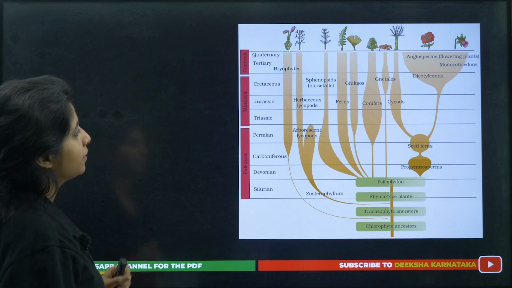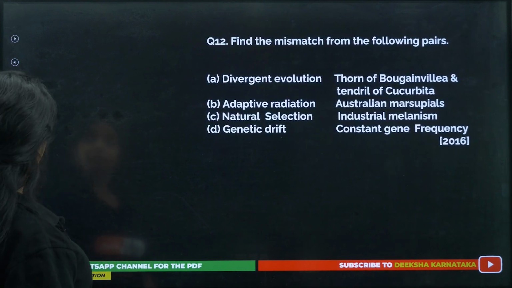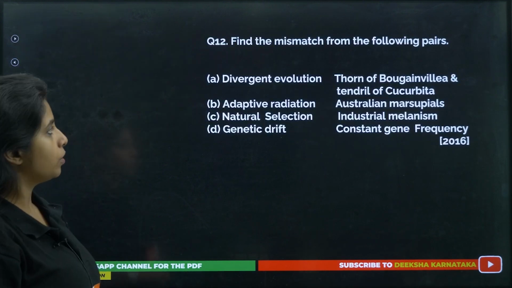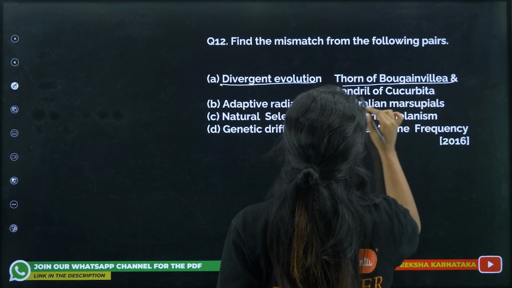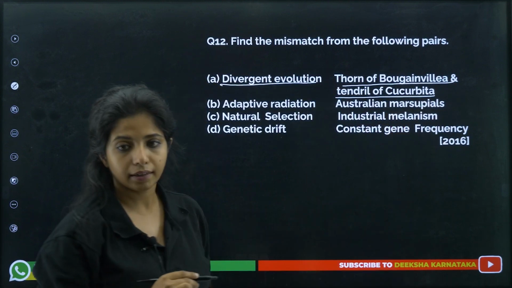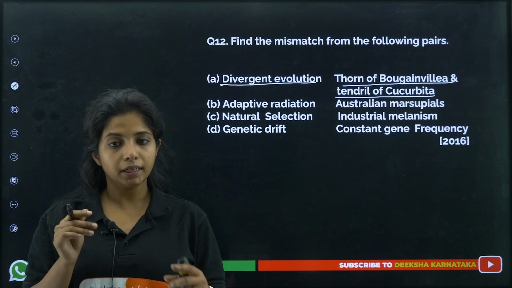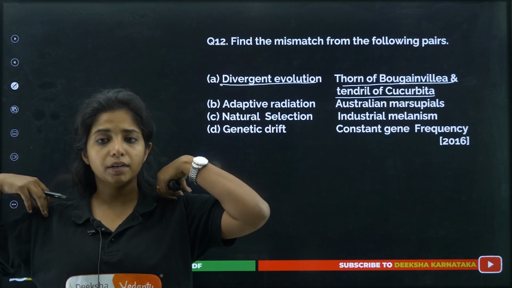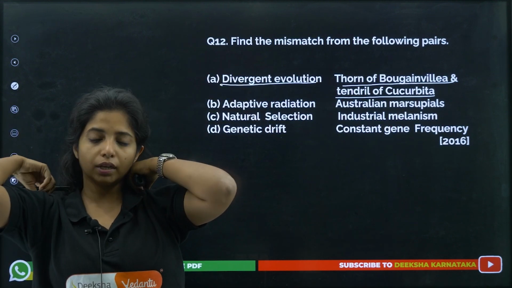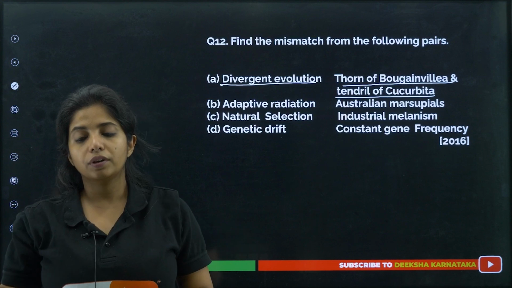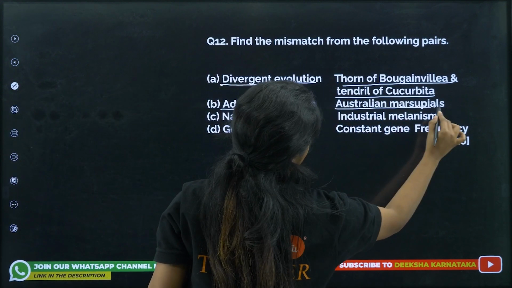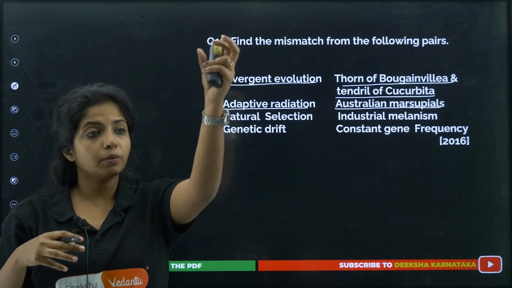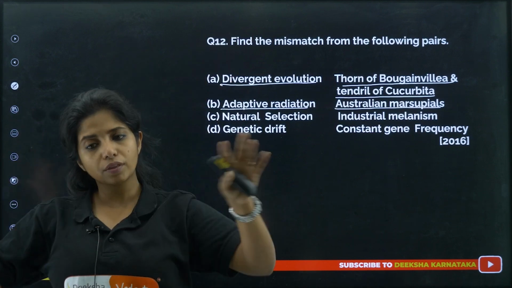Okay, now find the mismatch from the following pairs. Divergent evolution, thorn of bougainvillea and tendril of cucurbita. Is it correct? Yes. Both are coming from axillary bud and both are diverging and moving to different habitats and having their own things. The axillary bud is becoming a thorn over here, and a tendril over here. Adaptive radiation by Australian marsupials. Yes. There was a common ancestor, and from there a lot of kangaroo rat, kangaroo, everything came through.